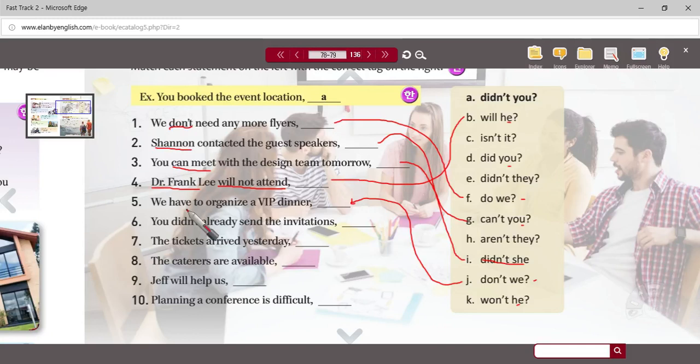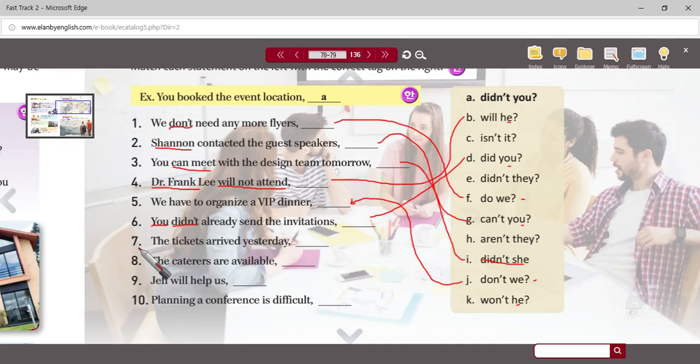Okay. Number 6, you didn't already send the invitations, did you? Right. Okay. So we have a modal, it's the past tense, it's negative, so we need a positive, not "did not," "did." Subject is you. Okay. Did you?